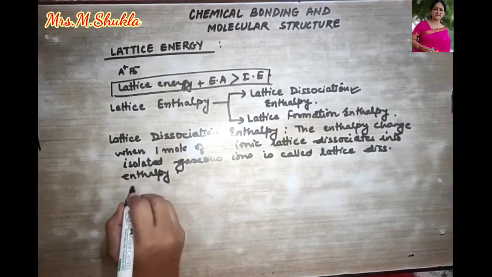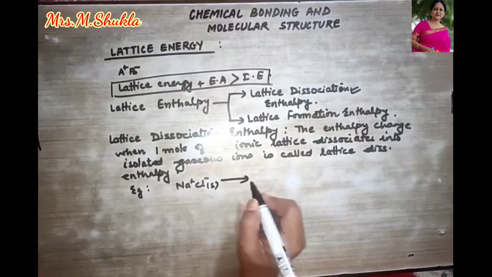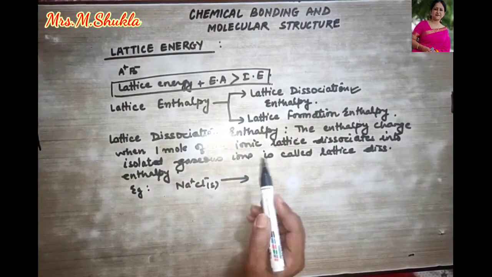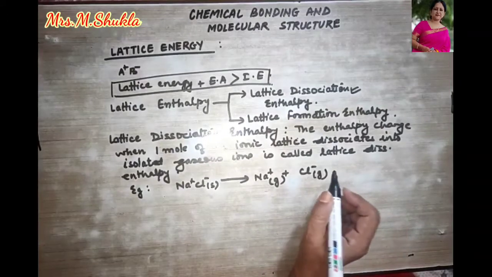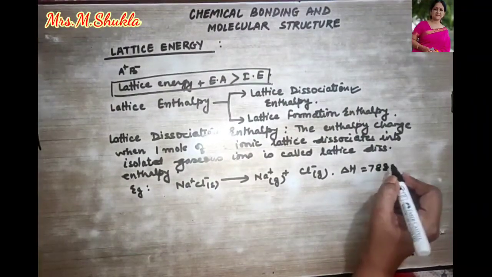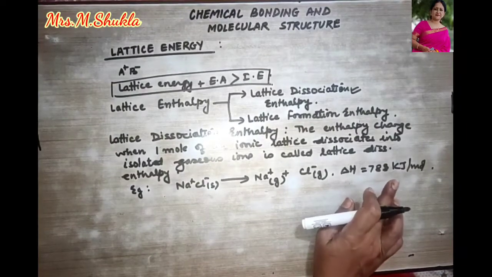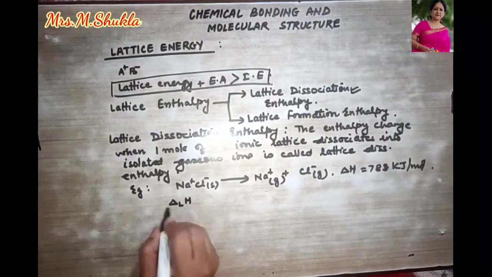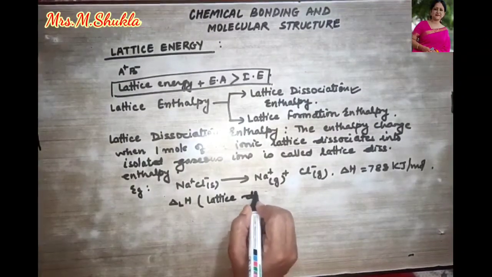Clear? For example, if you want to understand Na plus Cl minus, this is in the solid state. The ionic lattice dissociates into what? Isolated gaseous ions. That is Na plus, which is in the gaseous state, plus Cl minus, which is also in its gaseous state. And the net heat will be equal to 788 kilojoules per mole. So this is your lattice dissociation enthalpy. How do we show lattice dissociation enthalpy? It can be shown by delta LH. This is called your lattice dissociation enthalpy.